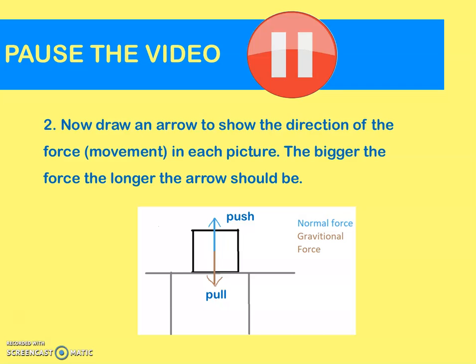So I'd like you to take another minute now, and I'd like you to draw in arrows on your pictures. Each arrow is used to show the direction that the force is moving. The bigger the force, the longer the arrow should be. So in my example here of the box on the table, you'll see the arrows are the exact same. We will look at this in more detail in a further video, but the reason they are the same is because the box is not moving. So the gravitational force is the exact same as the force of the table pushing up against the box. So take a minute now to label your diagrams.